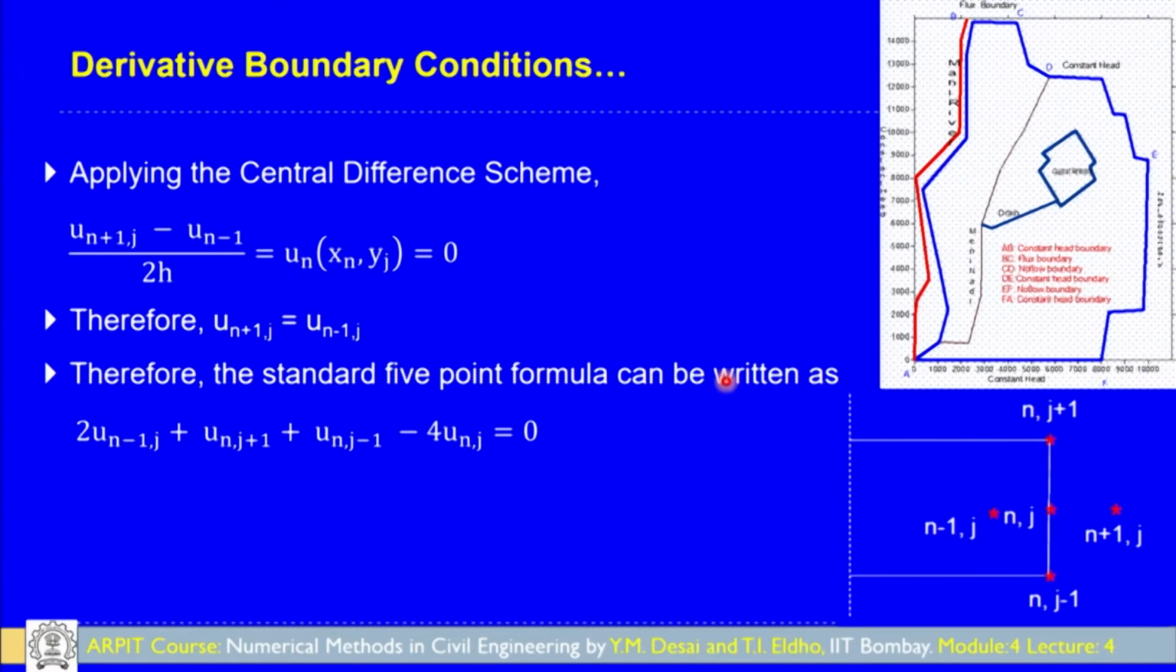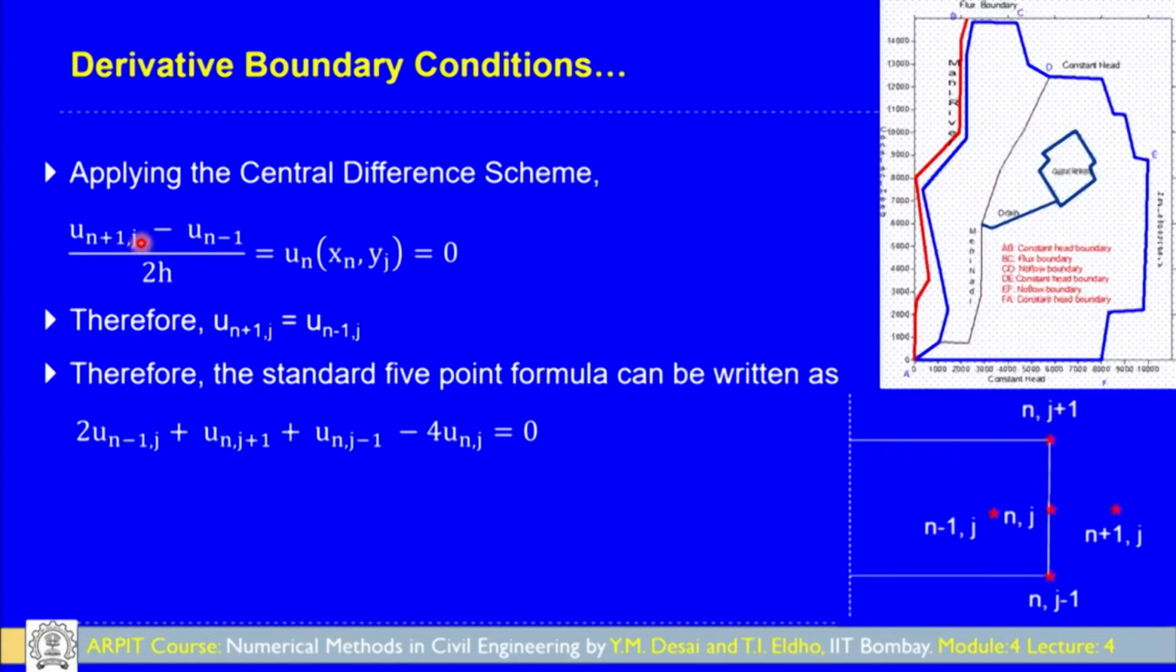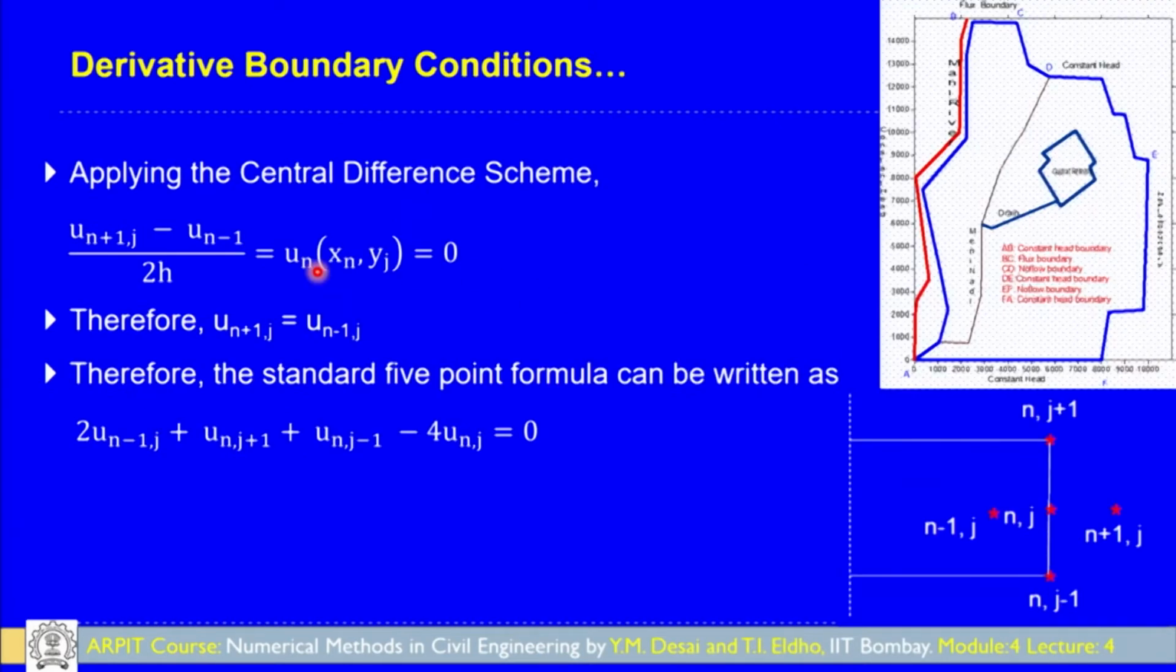So, applying the central difference scheme, we can write (u n plus 1 j minus u n minus 1 j) divided by 2 times h is equal to u_n x n y j, that is equal to 0. With respect to the previous figure, here we are taking this location with respect to this location and this location, that is u n minus 1 j and u n plus 1 j, divided by 2h, is equal to u_n x n y j, is equal to 0.